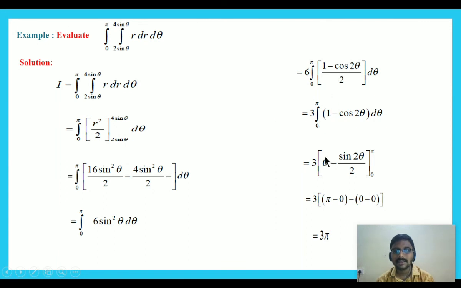1 integration is theta, cos 2 theta integration is sin 2 theta by 2, because cos a theta integration is sin a theta by a. Sin a theta integration is minus cos a theta by a. Don't forget the formulas about single integration. Substituting upper limit and lower limit, sin 0, sin pi, sin 2 pi, sin 3 pi, and so on. Sin n pi is 0. So sin 0 is 0, sin 2 pi is also 0. Substituting upper limit and then lower limit, we will get 3 pi as the required result as a constant.